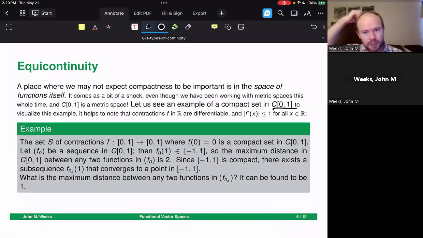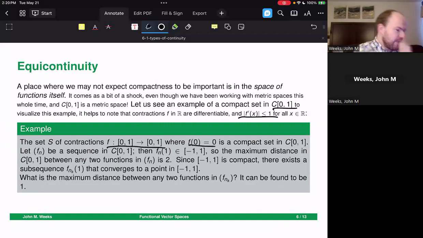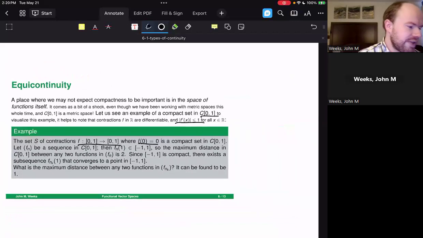To visualize this example, we're going to first note that contractions f on R are differentiable and that the absolute value of their derivatives is less than or equal to 1 for all x in R. In fact, they have to be less than some value that is less than 1. So let's go through this example of the set of all contractions going from 0 to 1 to 0 to 1, where f of 0 is equal to 0. This ends up being a compact set in C of 0, comma 1. Let's talk a little bit as to why. So here's how this is going to work.